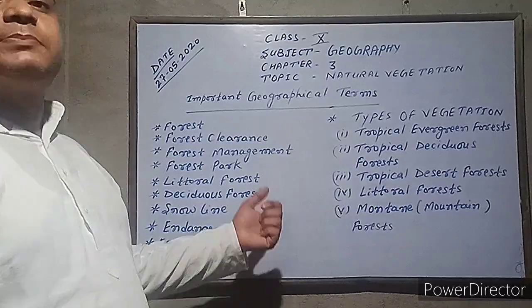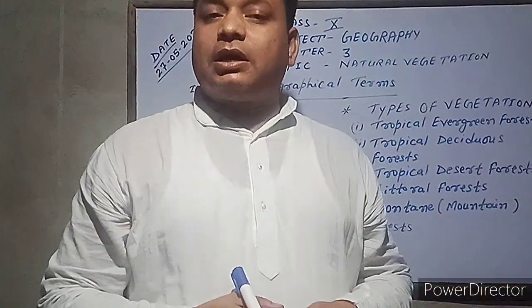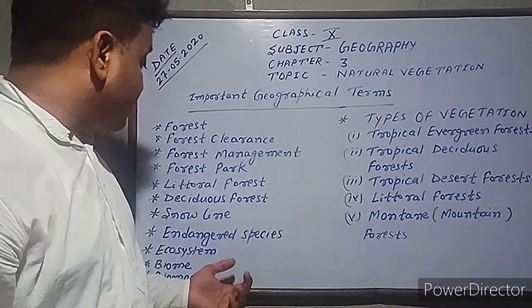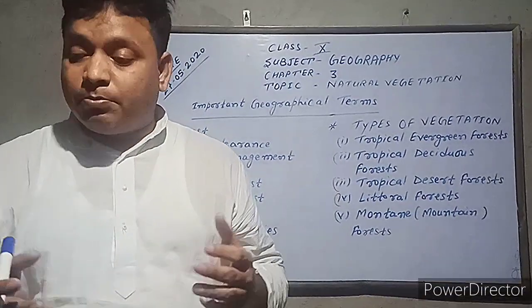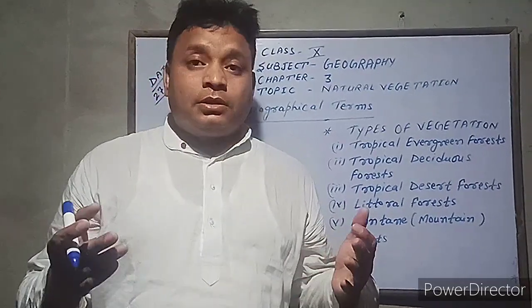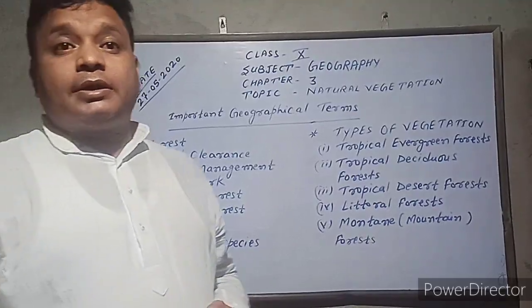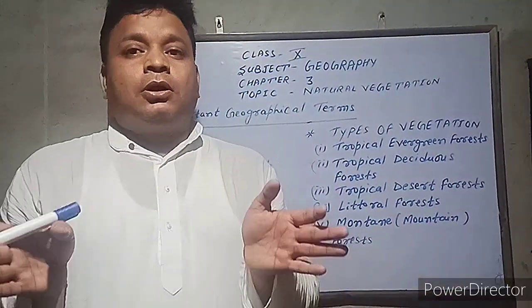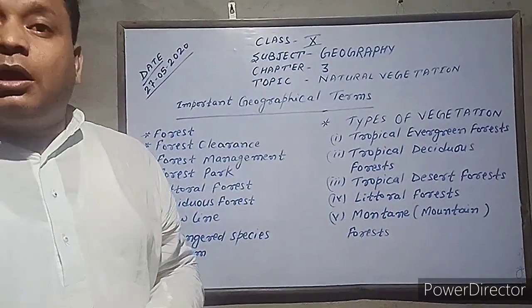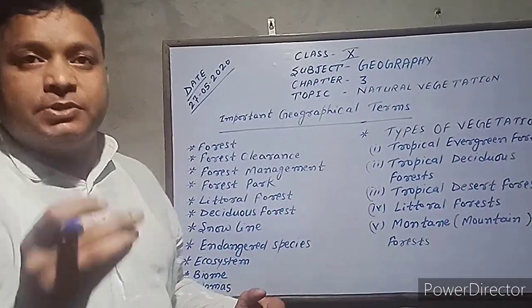Next, endangered species. Some species are endangered. People hunt these species and we are cutting down trees, so their habitats are decreasing. They are not able to survive in this situation and they are about to finish. So these are known as endangered species.